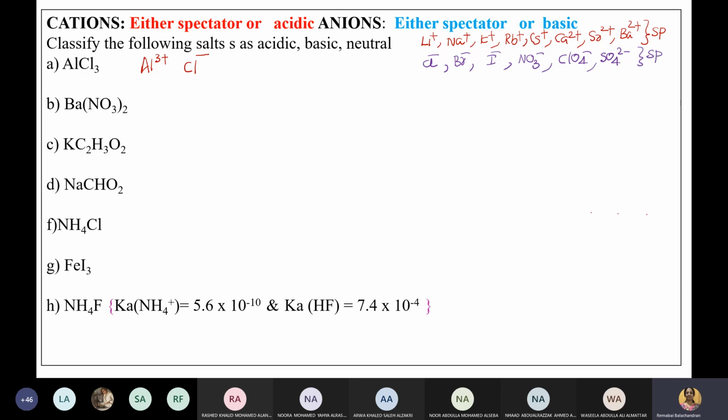Okay, so now here, Al³⁺ is a cation. Cation means positively charged ion. Is it a spectator? Check the list. Al³⁺, is it a spectator? No. If it is not a spectator, it will be acidic. Did you see? Right? So now this is acidic.